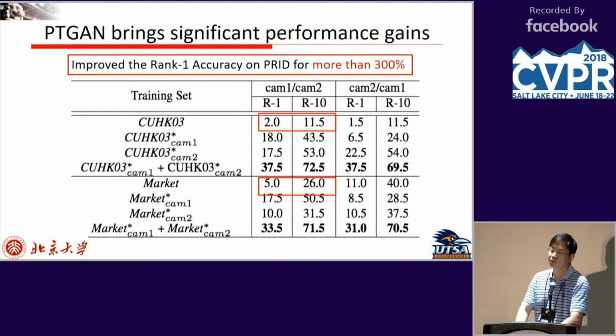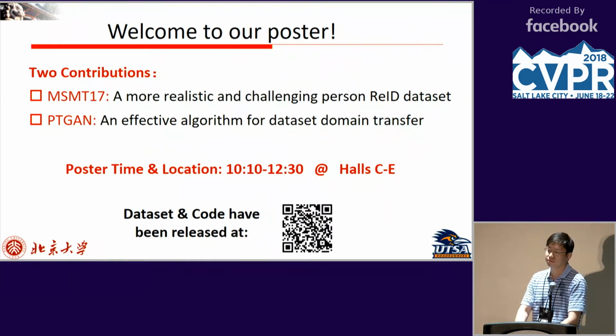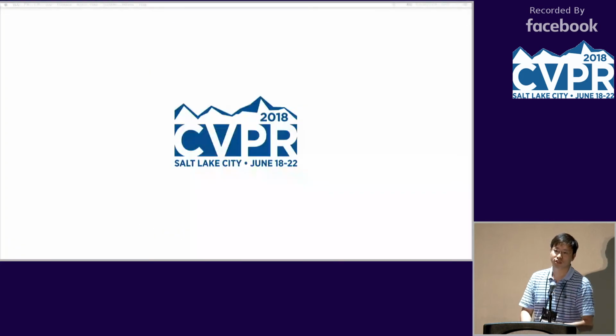PT-GAN can bring significant performance gains. On PRID, it can improve by more than 300%. Okay, this is the end of this brief introduction. We make two contributions. The first one is the MSMT dataset, a more realistic and challenging person re-identification dataset. And another is PT-GAN, an effective algorithm for dataset transfer. Both the code and our dataset have been released. You are welcome to download and try, and welcome to our poster. Thank you very much.